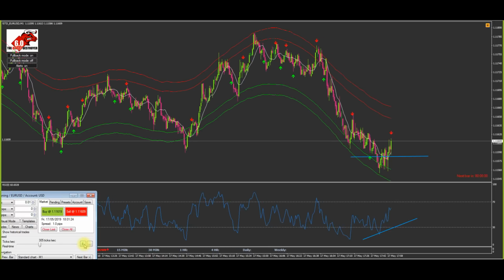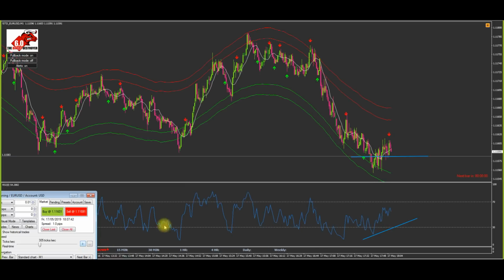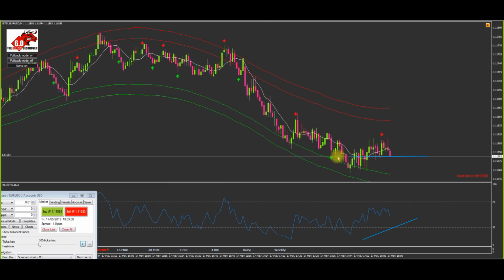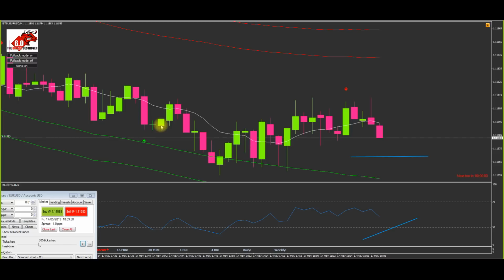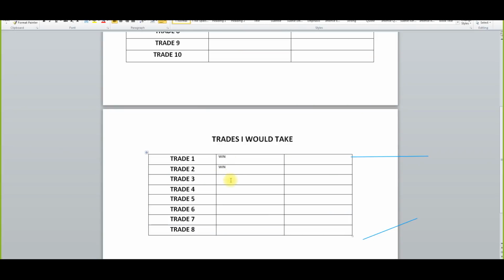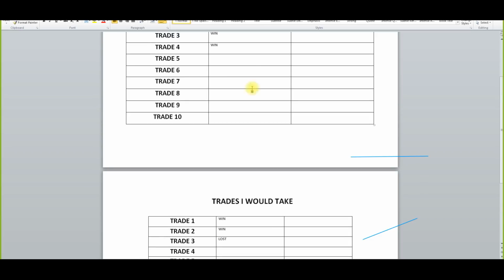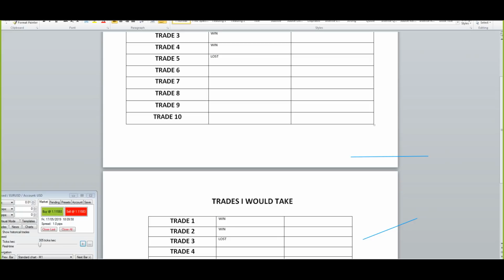Okay, let me just pause this. This was a risky trade. Let me see what happens. 1, 2, 3, 4, 5, 6, 7, 8, 9, 10. So a 10 minute trade would have lost this. Okay, so I have lost. Trade number 5 lost. So we got our first loss of the day.